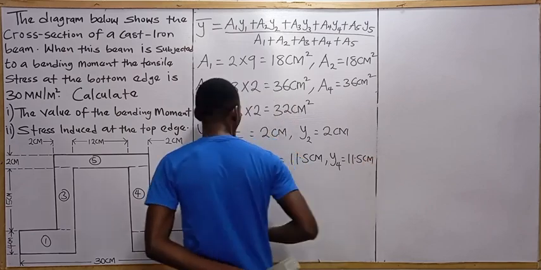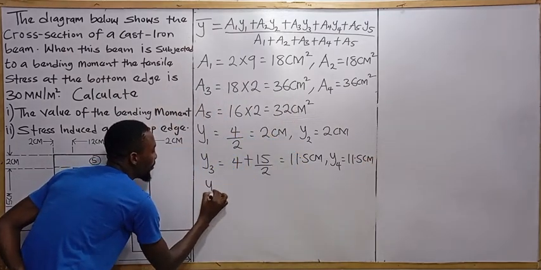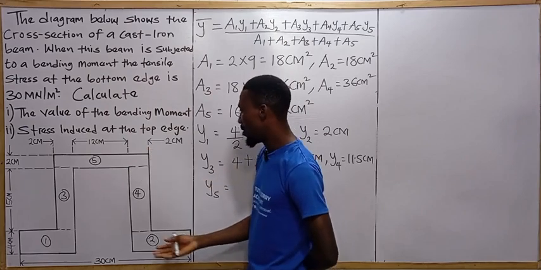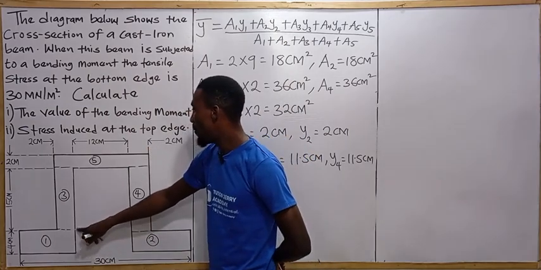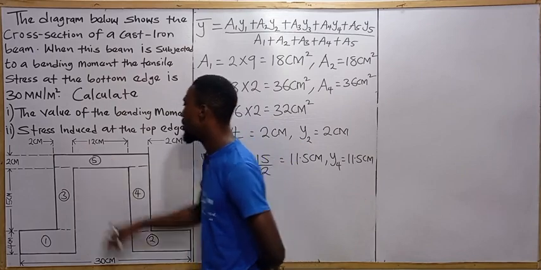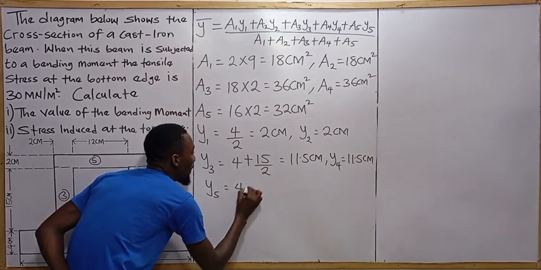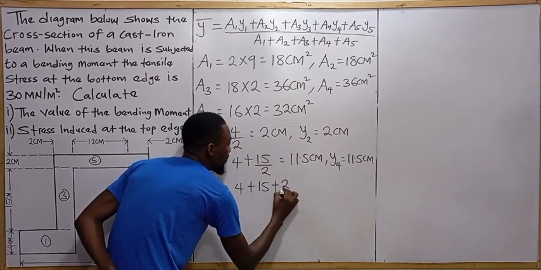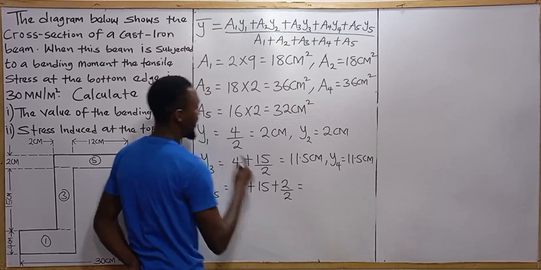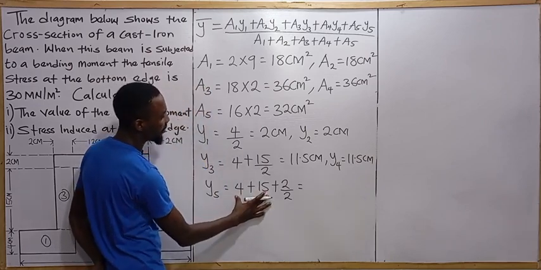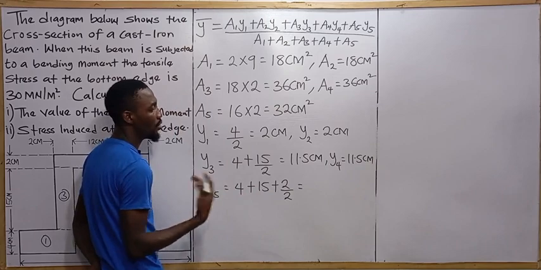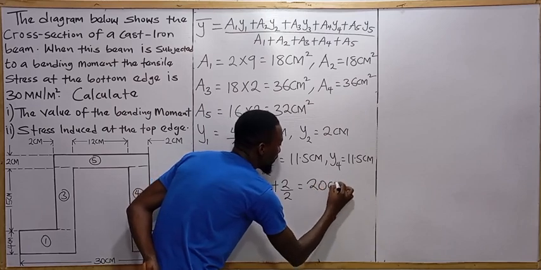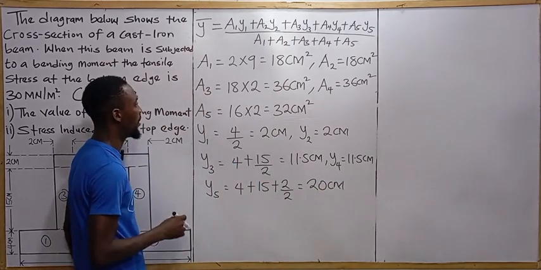All right, so now let's go for y5. y5 will be equal to, so the fifth rectangle now, we are moving 4 plus 15, then plus 2 divided by 2. So it's going to be 4 plus 15 plus 2 divided by 2. This will be equal to 19 plus 1, that is 20. So we are going to have 20 cm. All right, so we are done with y1 to y5.